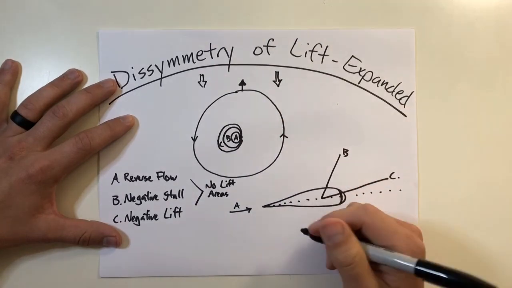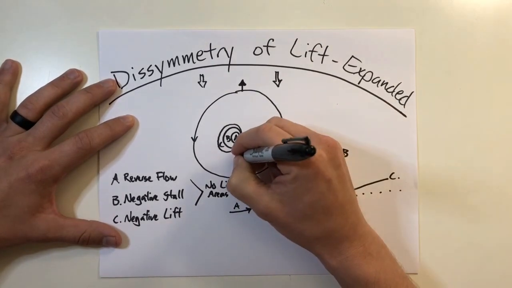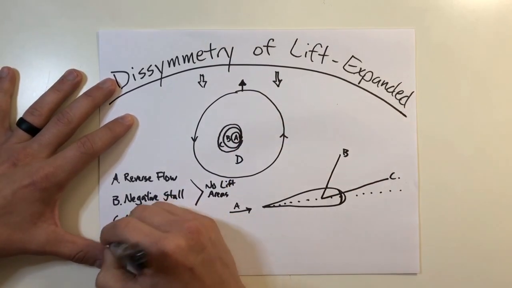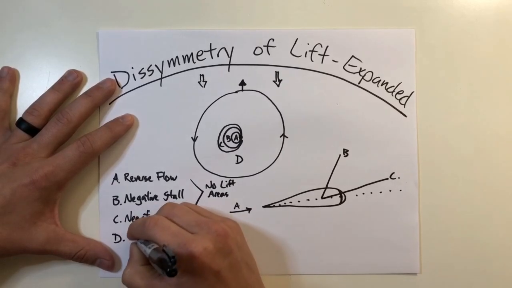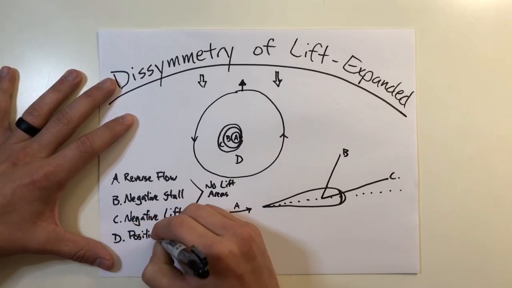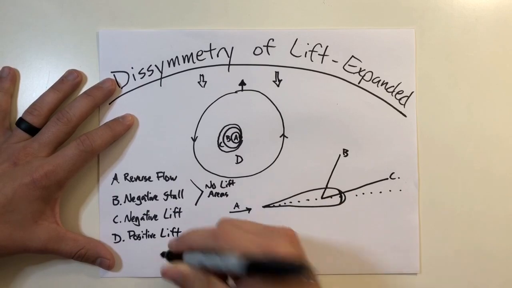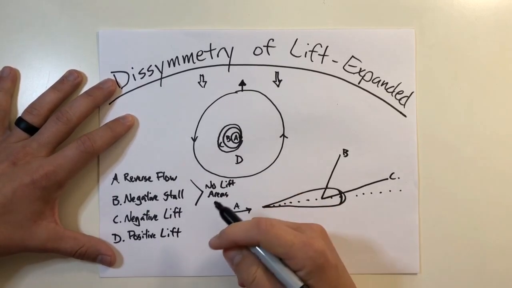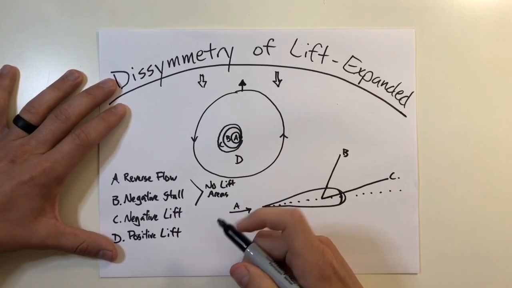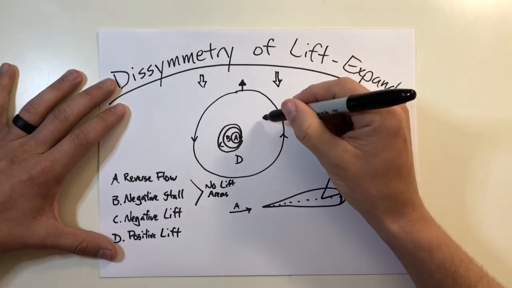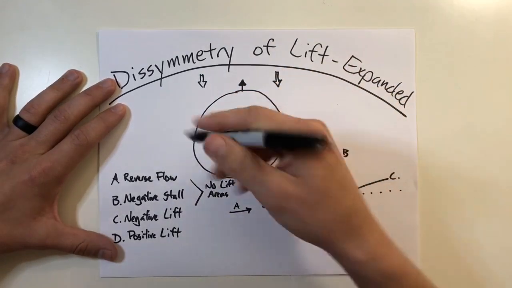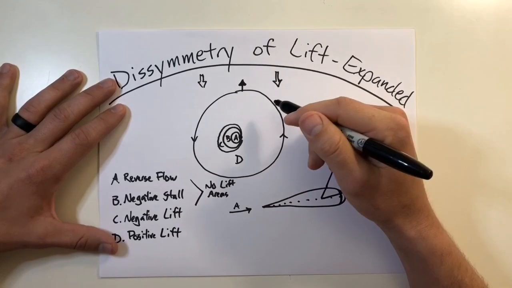Now outside of these regions is what's known as positive lift. So we'll just label that as D, positive lift. And now this is the good stuff. Just like the name implies, positive lift. We need this stuff to fly. You can see there's a lot more on this advancing side than there is on the retreating side. This is why we have the compensation for dissymmetry of lift.